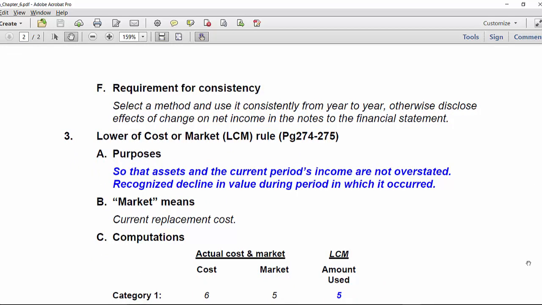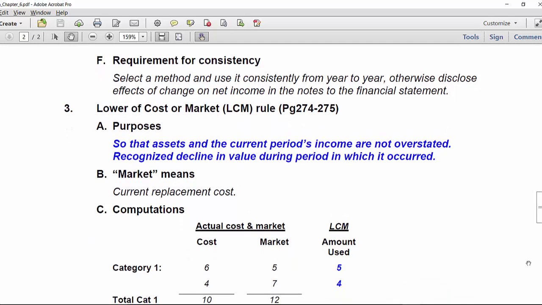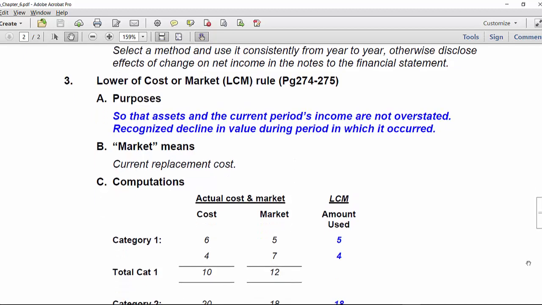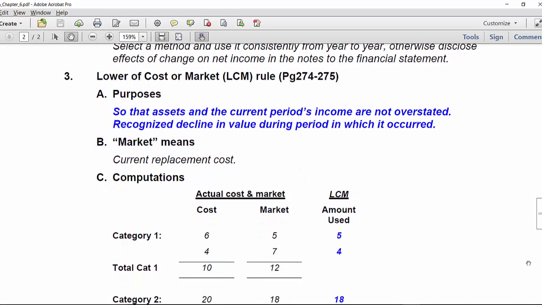So I'm going to use the $5. That's below my cost, by the way. The lower of the second batch is $4. So I'm just going to remain using my cost for my computation. It's possible to do it by category. So I have subtotal to show you the category. If we were doing it by category, I'd probably take the cost, not the market.